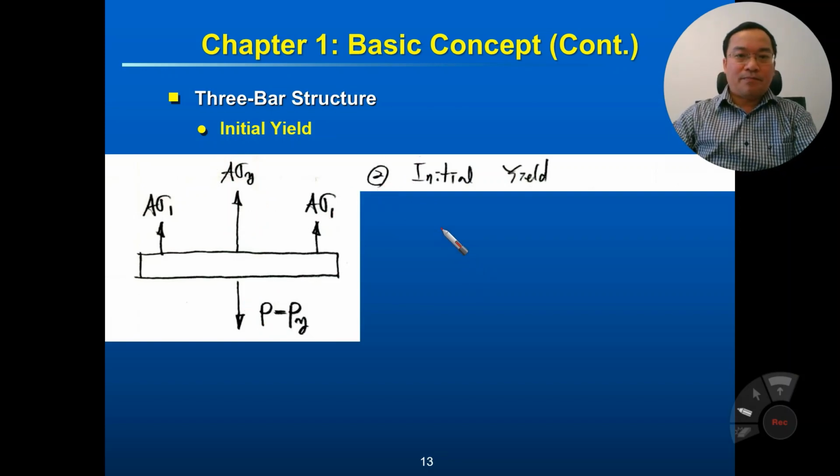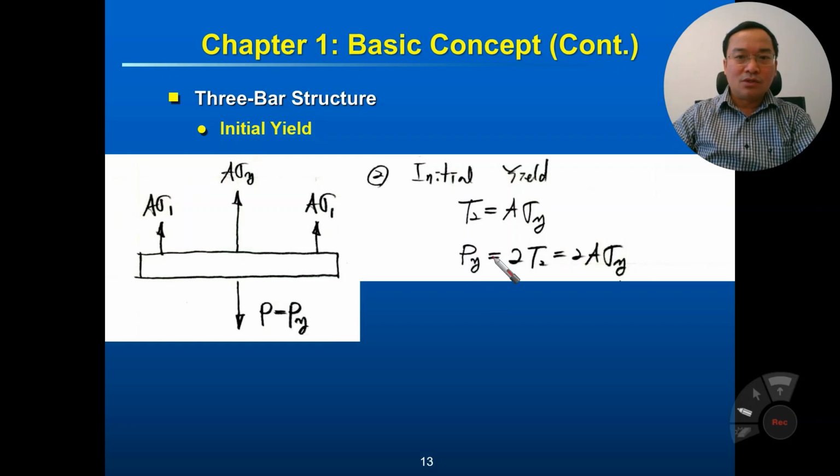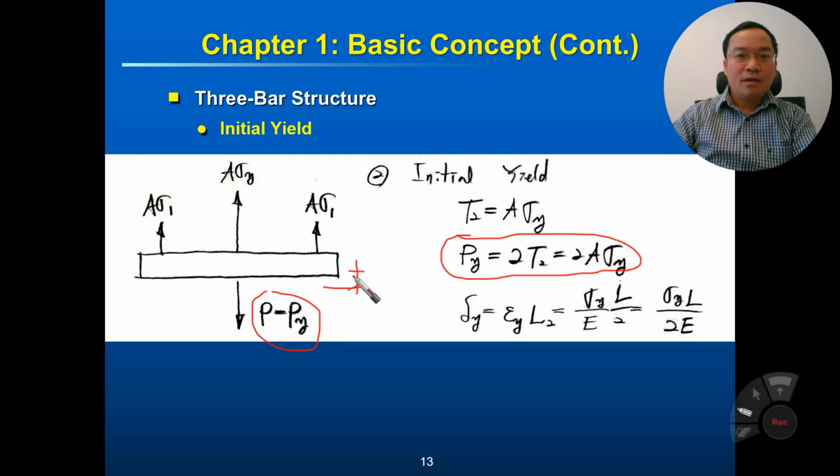What is T2? T2 equals A sigma Y, and Py equals 2 times T2, as I already mentioned. It means it equals 2 times A sigma Y. That is the force. And how about the deflection? The deflection delta Y equals epsilon Y multiplied by L2 and equals this one.